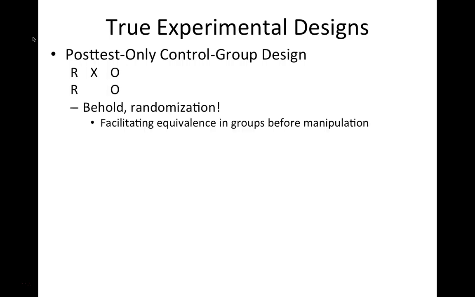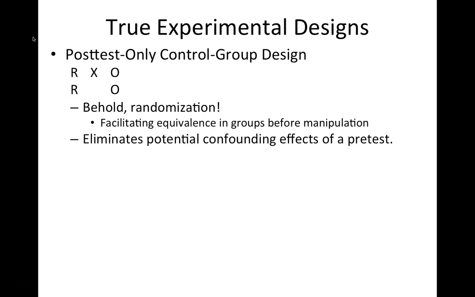And so there are a variety of true experimental designs, and I'll go over a few of those. Post-test only control group designs. So this is where we get randomization. This looks very similar to the pre-experimental design, except that we have this randomization piece. And so we can facilitate equivalence in the groups before we do any sort of manipulation.